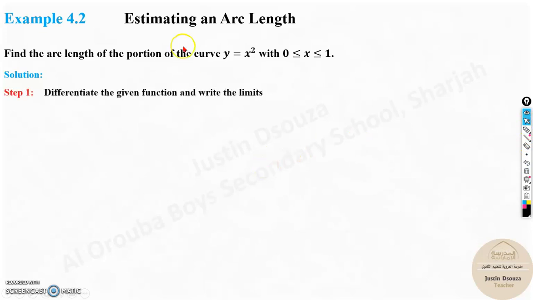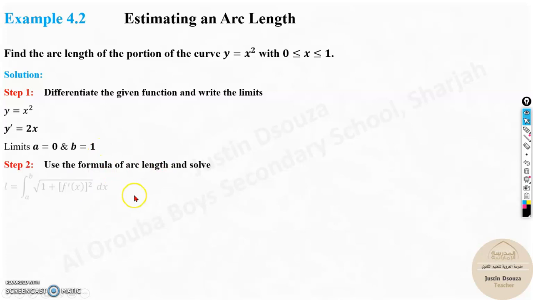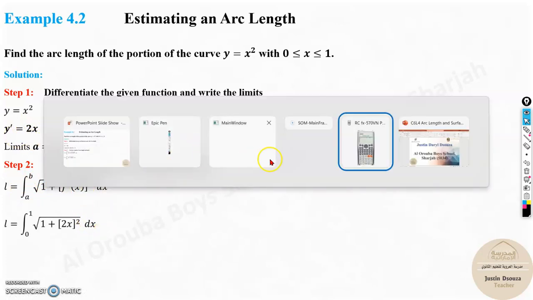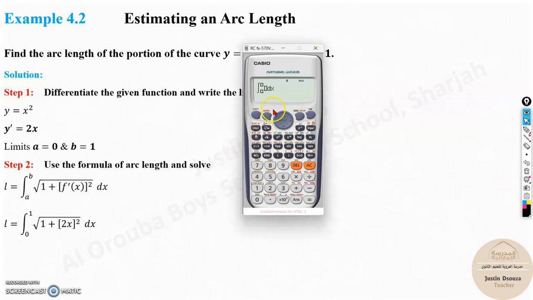Now step 1 would be differentiating this function and writing the limits. The differentiation of x squared is 2x. And the limits are 0 and b, where the final limit b is 1. Use the formula, directly substitute over here. a is 0, b is 1, and f dash of x is 2x. And you can directly put it in the calculator using the integral symbol.